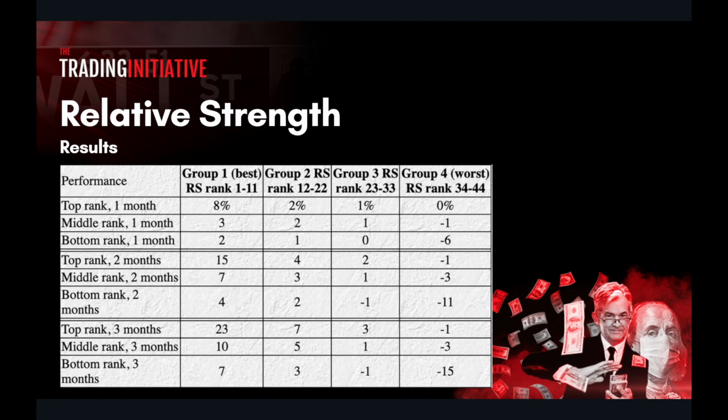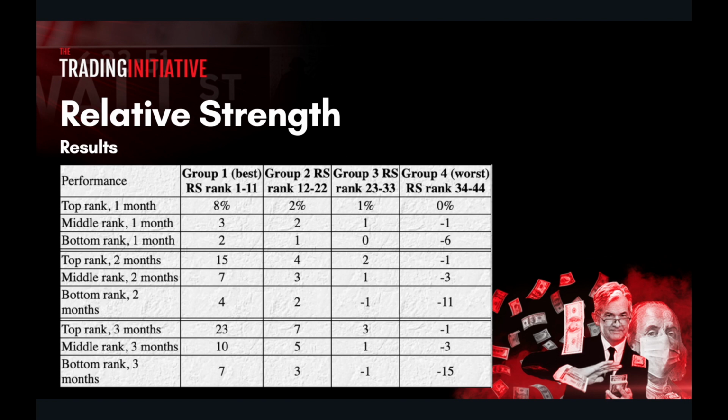You can see that the top portion of Group number 1, that were ranked 1st to 11th in relative strength over all the other industries, on average, rose 8% in 1 month, 15% in 2 months, 23% in 3 months. 23 percent on average. On average. Now go to, let's say, rank 23 to 33 and go down to 3 months. 3%.